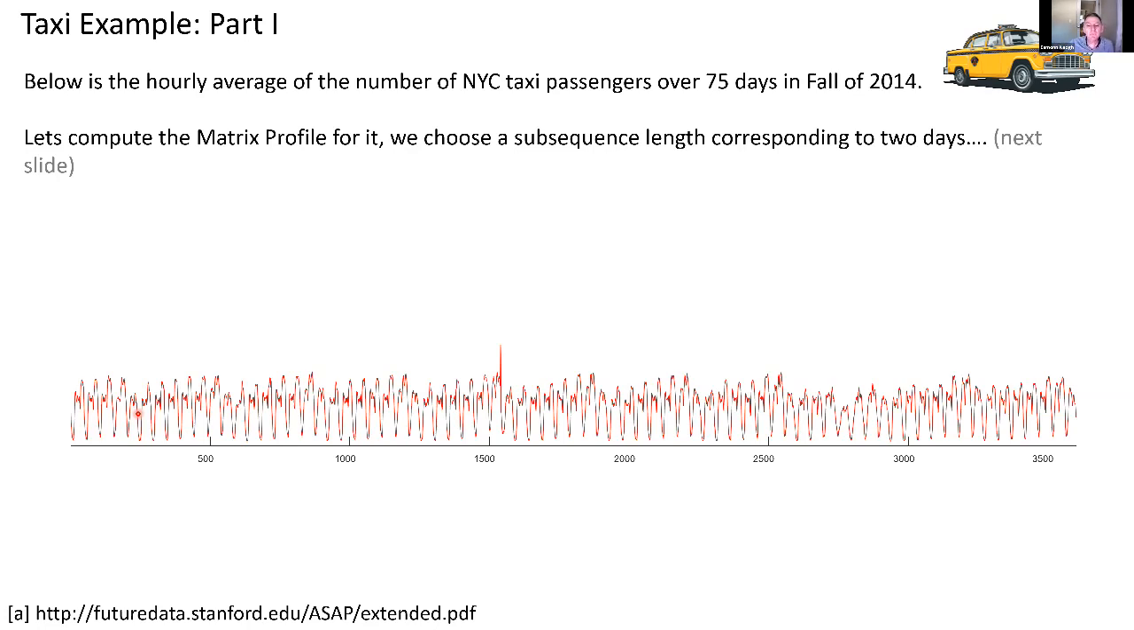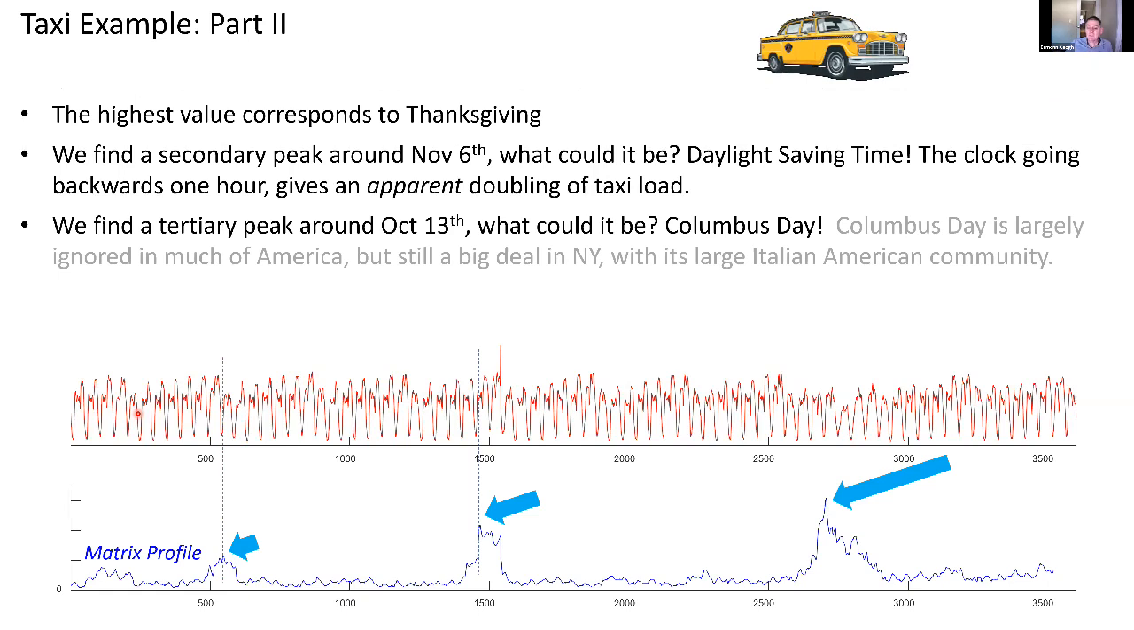Let me compute it. Here it is. So the matrix profile is mostly low values, which makes sense because most days are like most other days in taxi world. However, there are some exceptions. So here is a strong peak, and that suggests that the values here are different, unique, anomalous, or strange. As it happens, this corresponds to Thanksgiving. So it's rare we see a reduction in taxi demand on a Thursday in a busy city, but this is because of Thanksgiving.